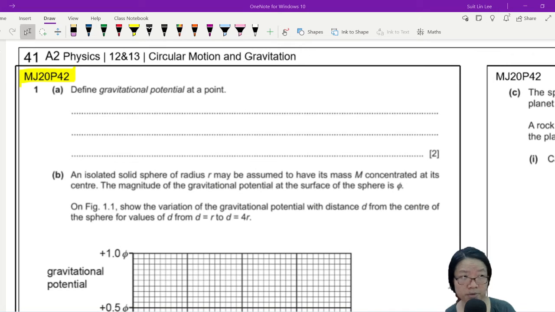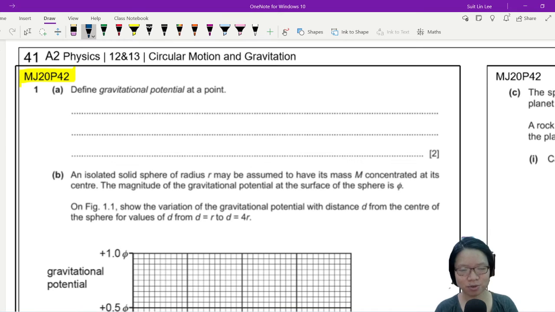May June 20 paper 4.2. This is the COVID-19 cancelled variation paper, but never mind, we can learn from all questions. In this question, we are going to look at gravitational potential and the change in potential energy of a rocket that is in orbit around the Earth. Okay, so let's start by answering the question.